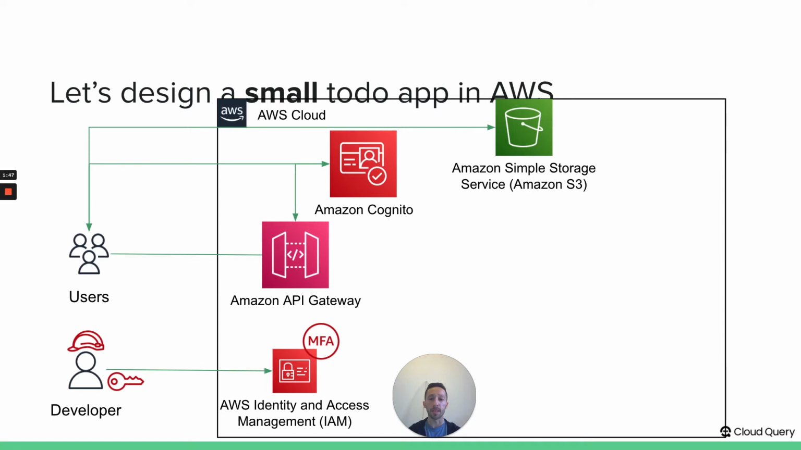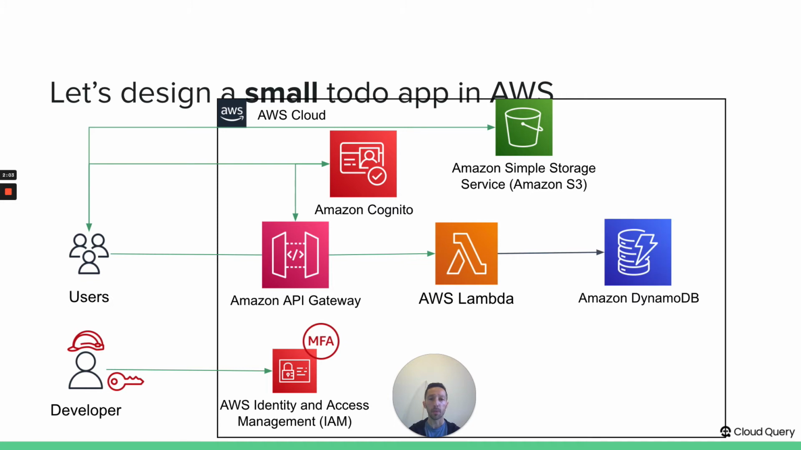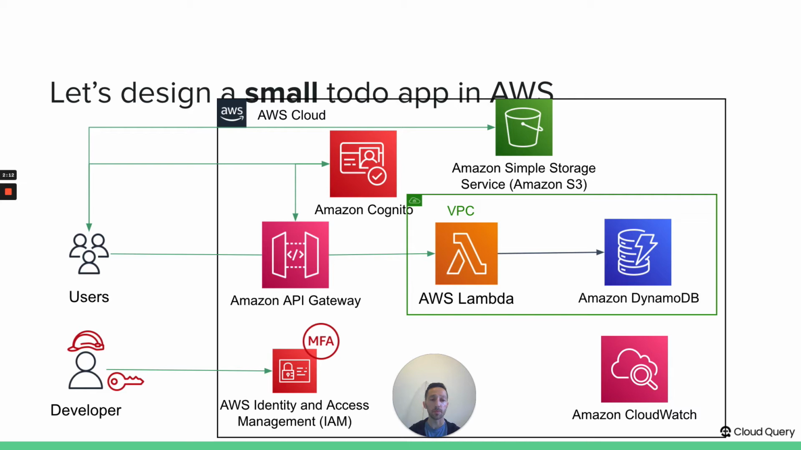The front-end application talks to the API Gateway, and we want to run our business logic somewhere, so we'll use a kind of serverless architecture and run it in a Lambda function. We need somewhere to store our to-dos, so we store them in DynamoDB. We might also want to put it in a VPC for security purposes, and we might also want to enable some monitoring, so we enable CloudWatch.